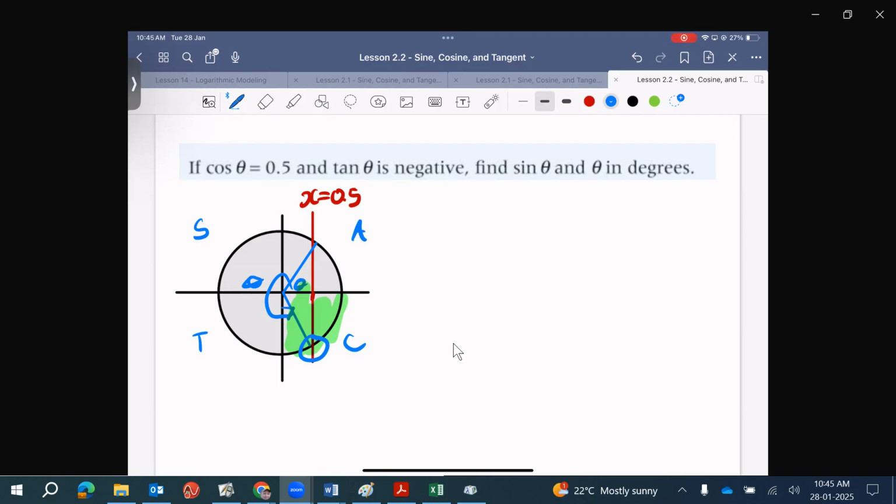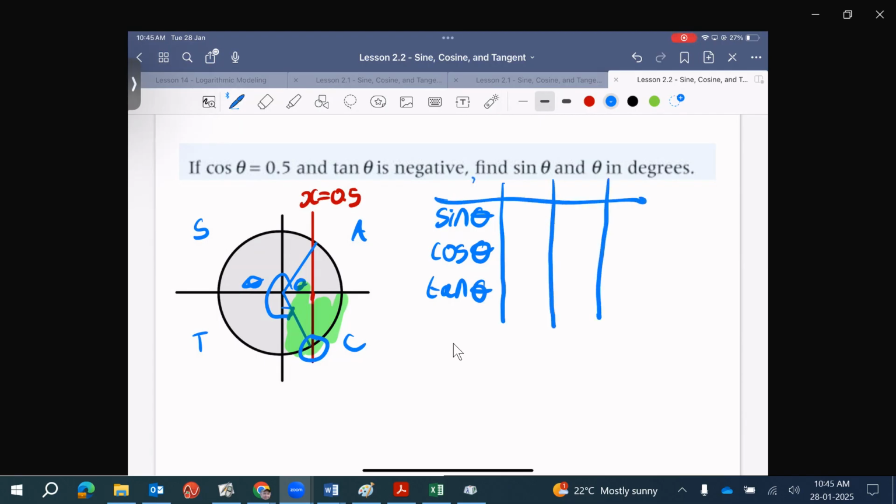Now, we need to use the exact value table. We've got a little bit of it: sine theta, cosine theta, tan theta, and here's theta. We know that this one is 0.5. So what's the angle from the exact value table? This one's 60 degrees. So what is the sine value of 60 degrees? Root 3 over 2.